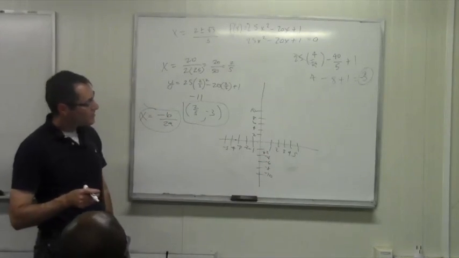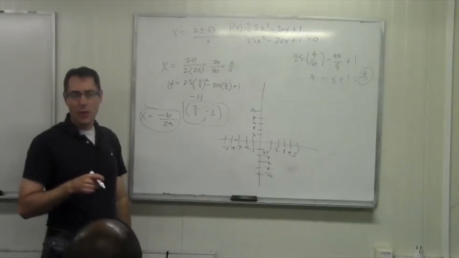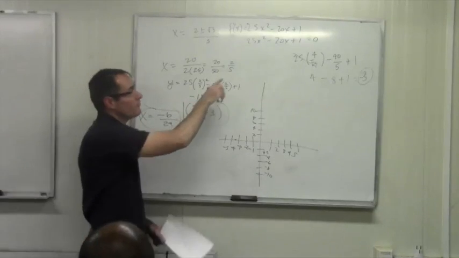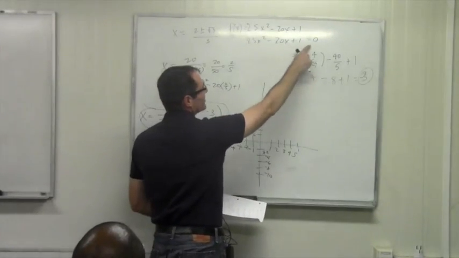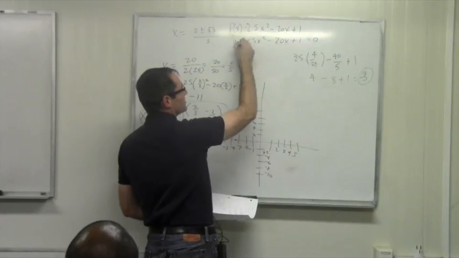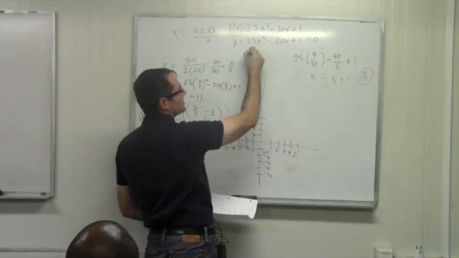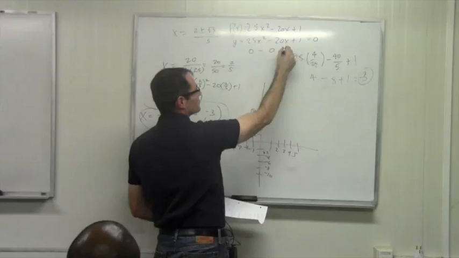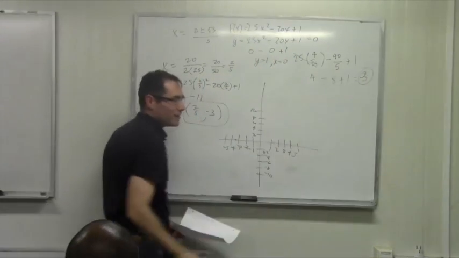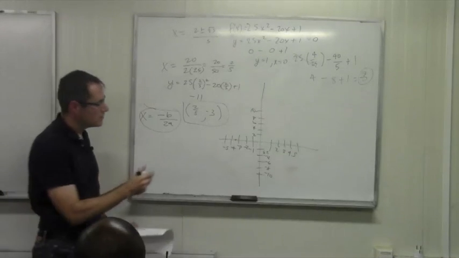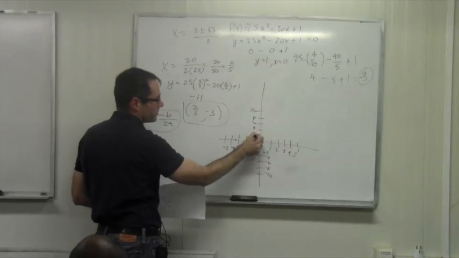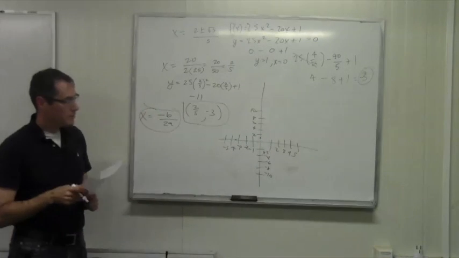OK, now let's find the y-intercept. The y-intercept's an easy one to figure out because x is 0. So for this thing, we do 25x squared minus 20x plus 1 equals y. In this case, it's going to be 0 minus 0 plus 1. So that means y equals 1 when x equals 0. That's easy. That's nice. y equals 1 when x equals 0. OK, right there.